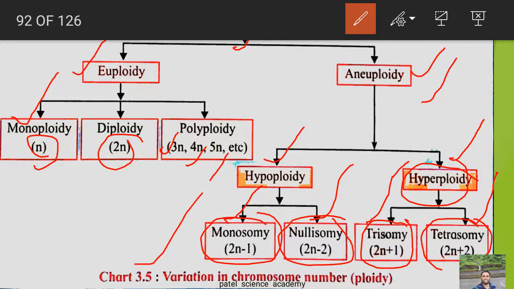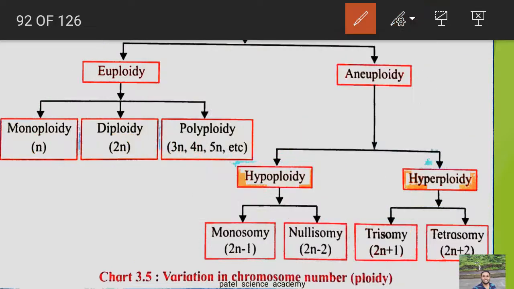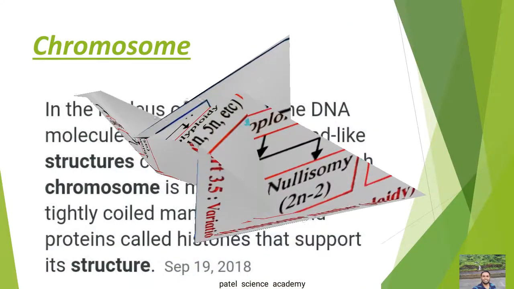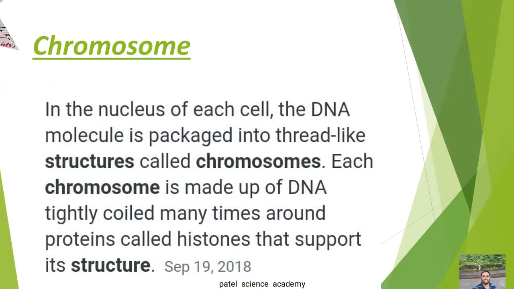So these are the variations in the chromosome number, that is called ploidy, and this is the tree diagram of ploidy. I hope you have understood about it. Now we'll see about the chromosomes.